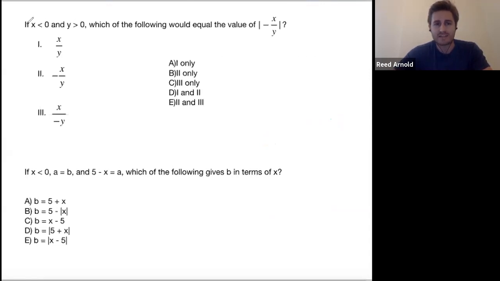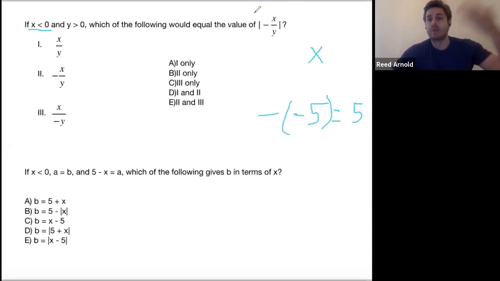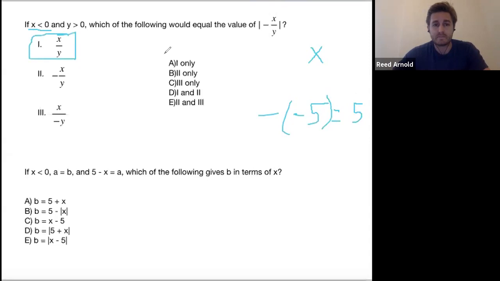We're told here x is negative. So I have this integer x, and it is negative. And so it feels like, okay, well, there are a few ways to think about this, right? A negative x becomes positive, right? Because negative negatives, like negative 5, becomes 5. And so this negative of a negative x becomes a positive, and then the absolute value of x over y is positive. So we have like double positive happening. So I want to choose x over y, one only.